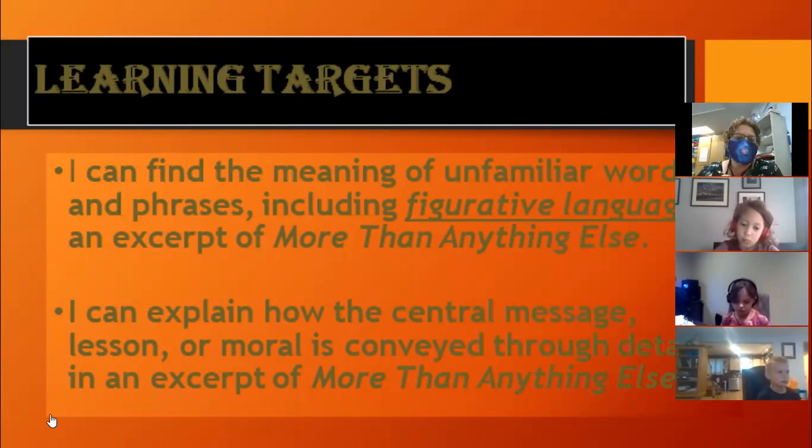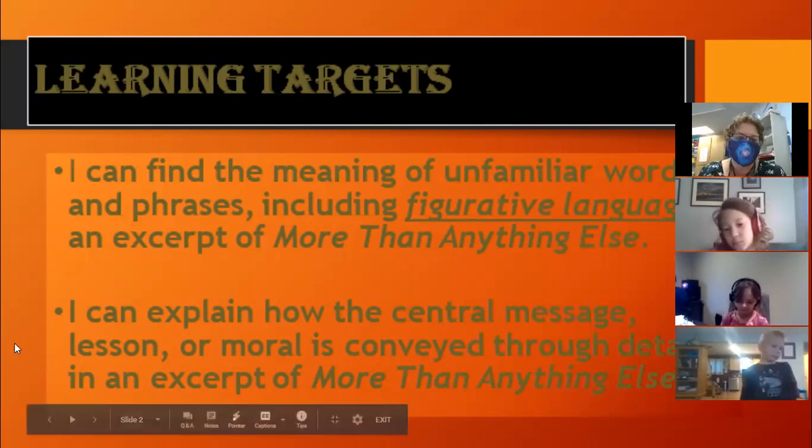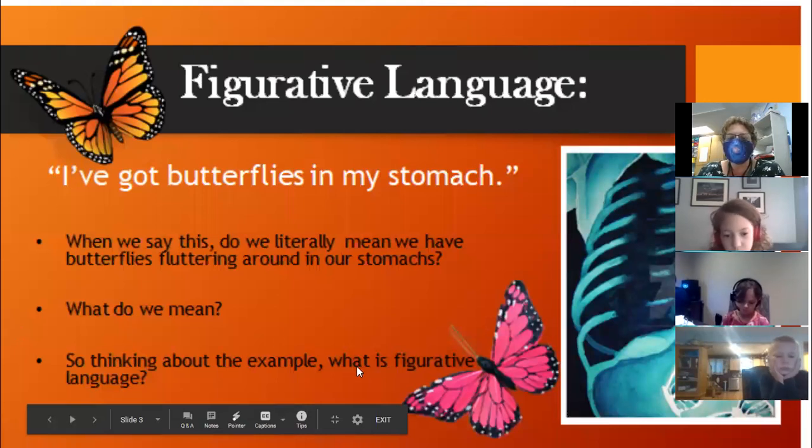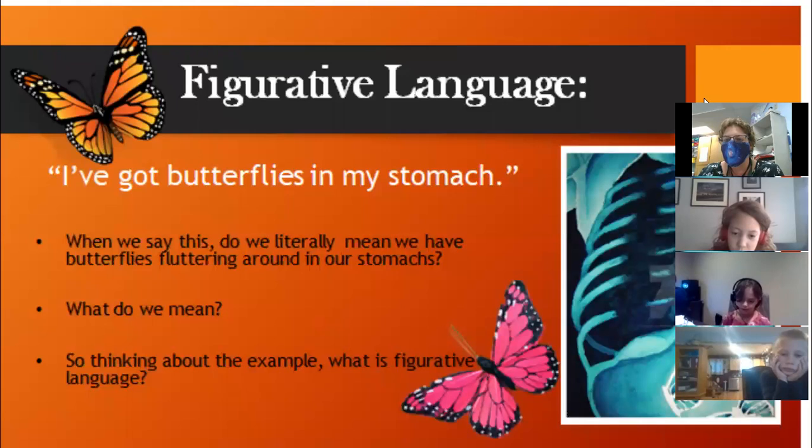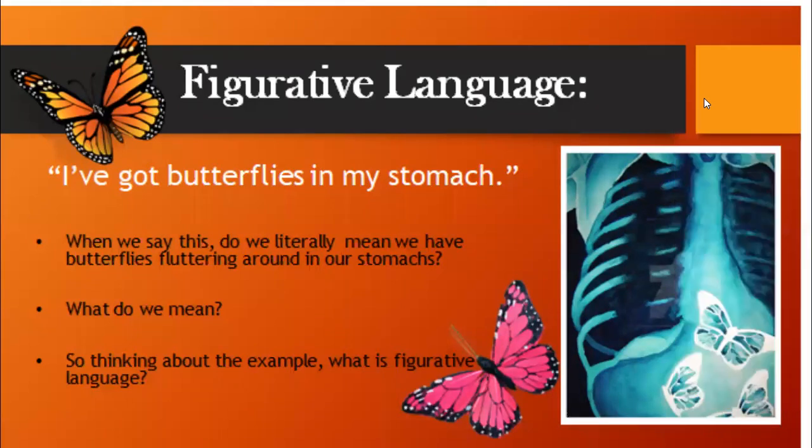So the second learning target is I can explain how the central message or moral is conveyed through details in the section that we're in the part of More Than Anything Else. All right, so we're going to talk first about something called figurative language. And figurative language is pretty fun because it is a really great way for authors to help you understand something, but it's using words in an interesting way.